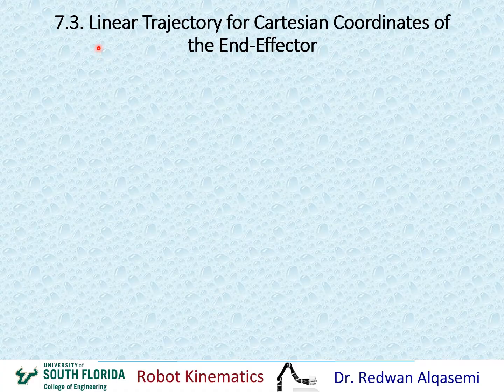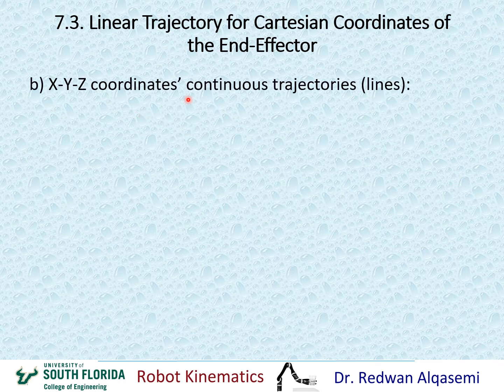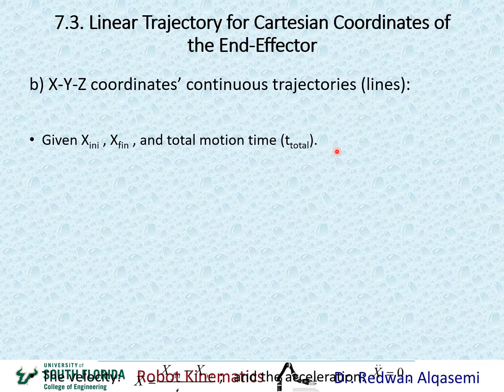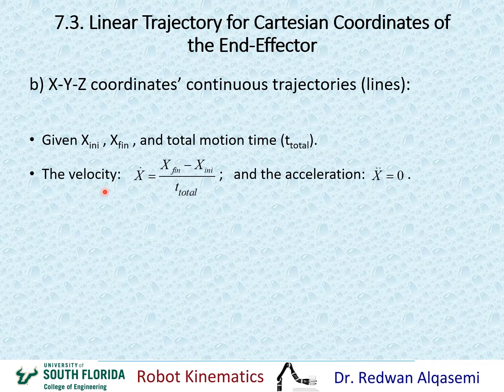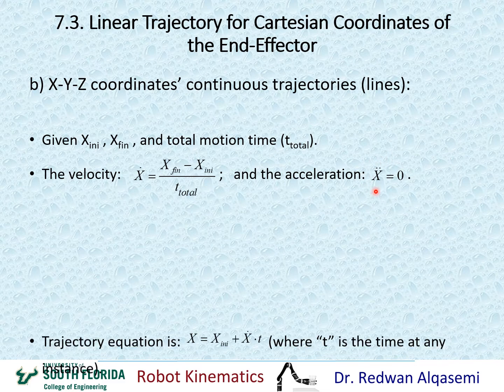The second segment we're going to cover about the linear trajectory for Cartesian coordinates of the end-effector would be the x, y, z coordinates continuous trajectories. So again, these trajectories are equations of lines that define the trajectory as opposed to via points. Again, the given information is x initial, x final, and the total time that takes us from x initial to x final. And then we are ready to find the velocity of the x coordinate. So x dot equals x final minus x initial divided by t total. And in this case, the acceleration of x, x double dot, is 0.